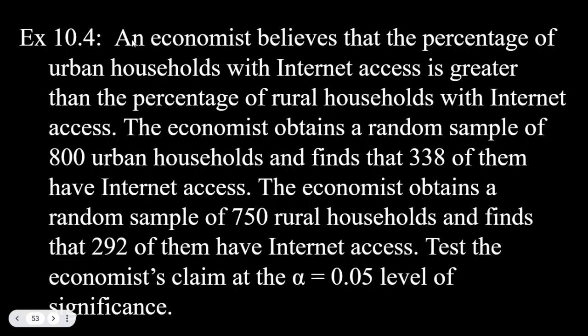Example 10.4. An economist believes that the percentage of urban households with internet access is greater than the percentage of rural households with internet access. The economist obtains a random sample of 800 urban households and finds that 338 of them have internet access. The economist obtains a random sample of 750 rural households and finds that 292 of them have internet access. Test the economist's claim at the 0.05 level of significance. So let's go to our next slide so we have some space to do this work.